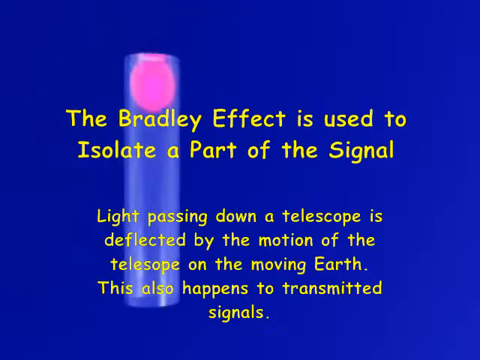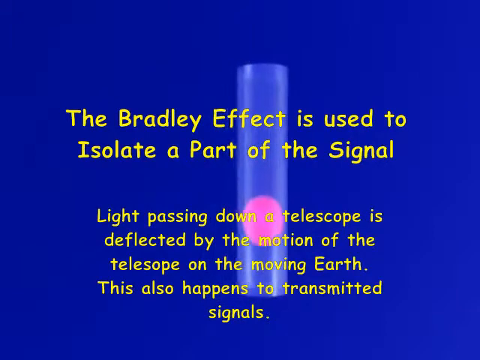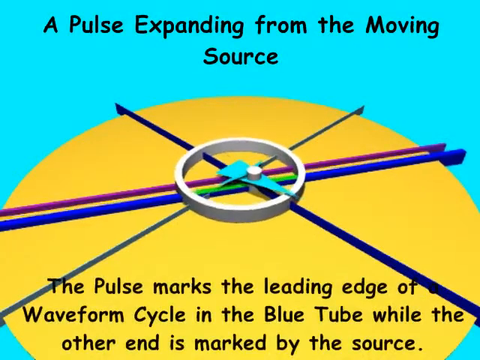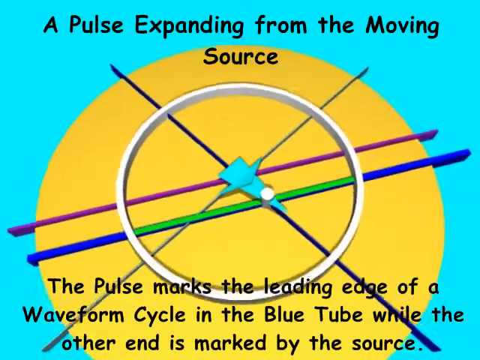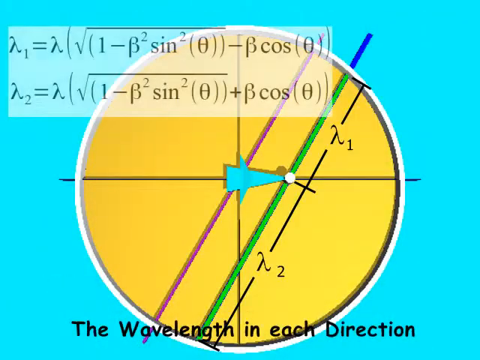A part of the signal is isolated inside a tube, such as a laser or a telescope. The start of a cycle is marked by the white circle, and the wavelength is measured in the blue tube. The wavelengths are lambda 1 and lambda 2.